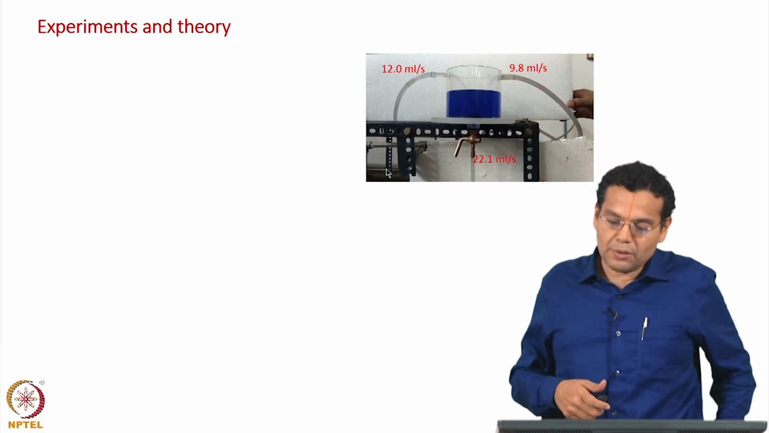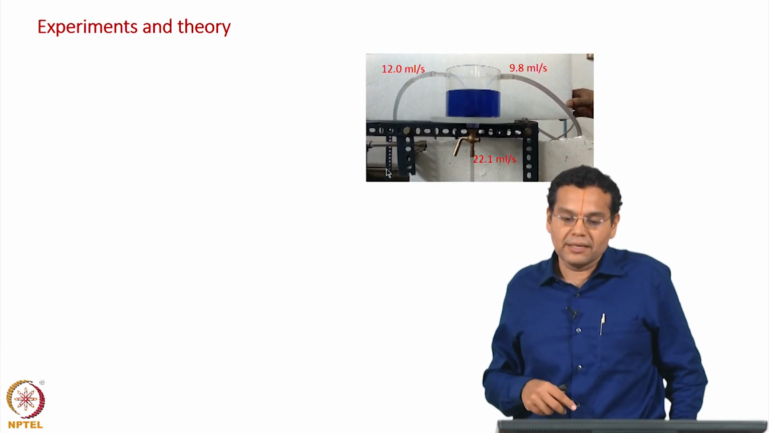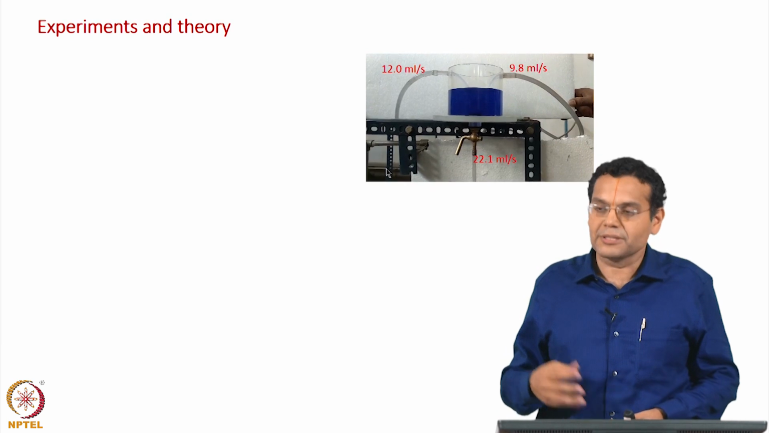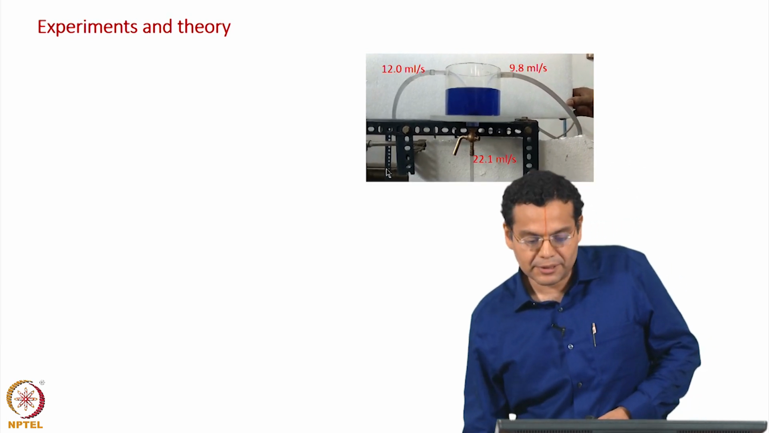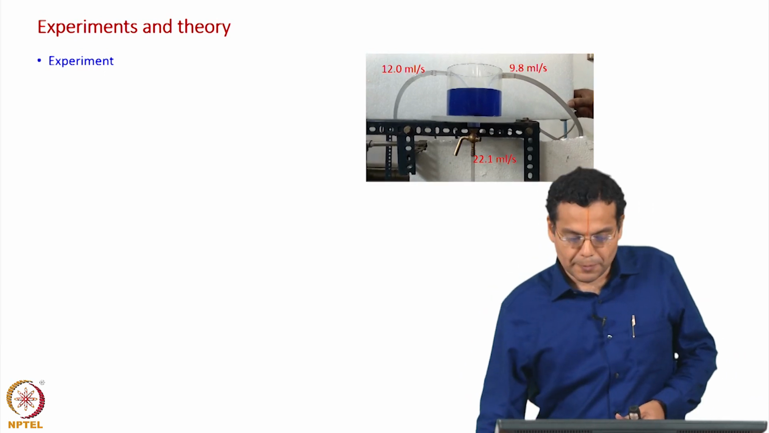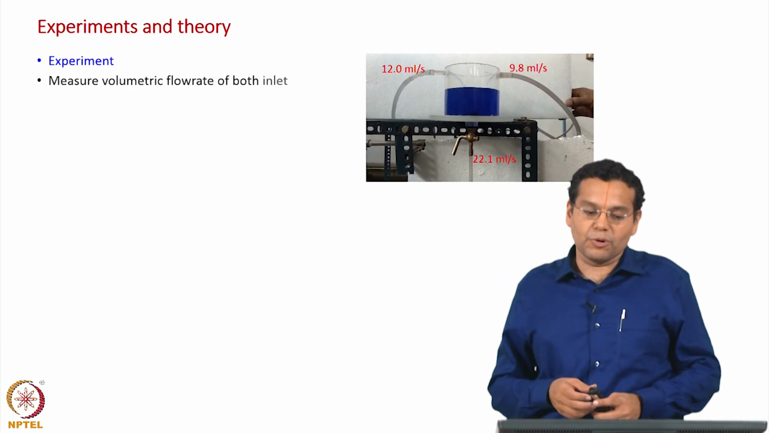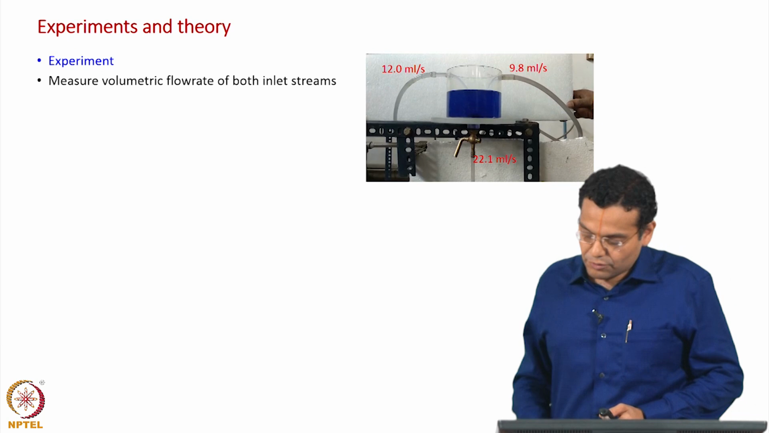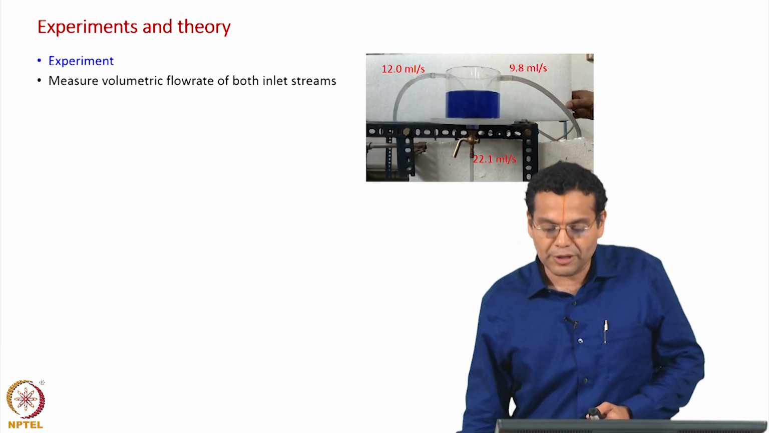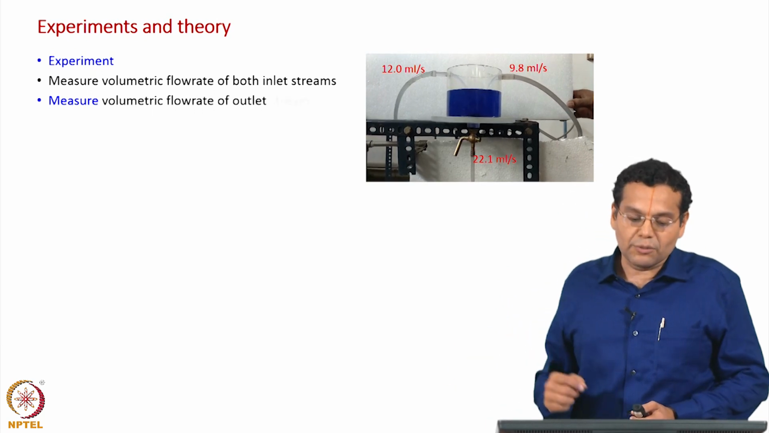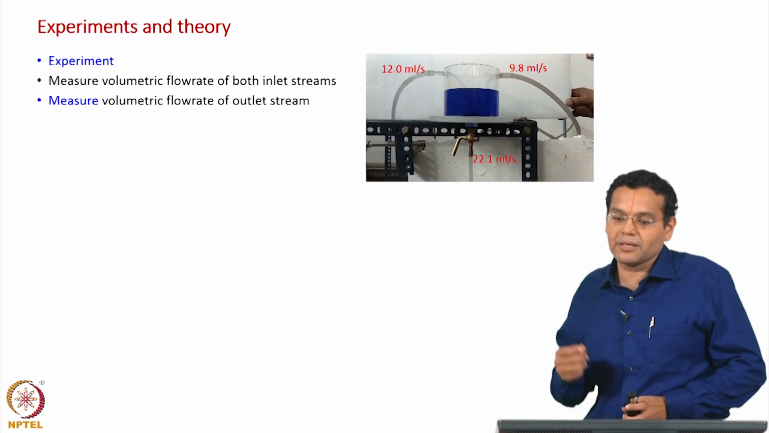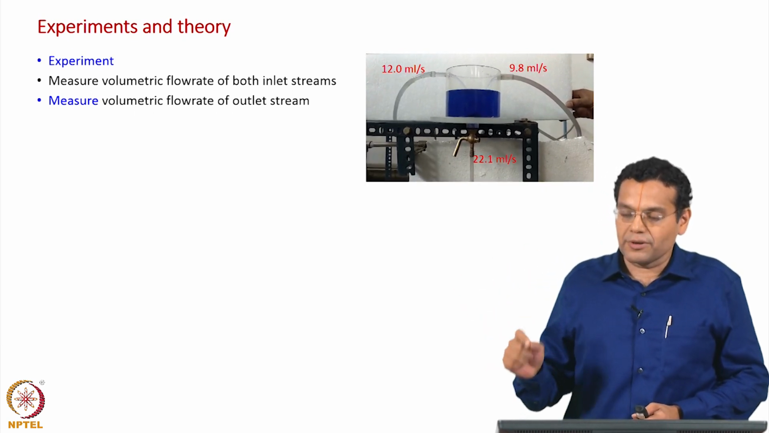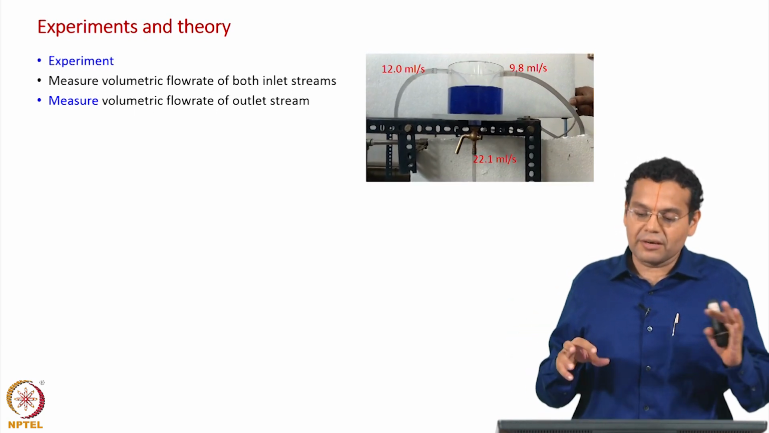Okay. Now, we measure the flow rate of both the inlet streams. The measurement values were 12 milliliter per second and 9.8 milliliter per second. So, we measure the volumetric flow rate of both the inlet streams. Now, coming to the outlet stream, I also measure the volumetric flow rate of the outlet stream, which turns out to be 22.1 milliliter per second. The keyword is measure, because I am measuring both the inlet streams and the volumetric flow rate of the outlet stream as well. So, we have done an experiment where we have measured all the 3 flow rates.